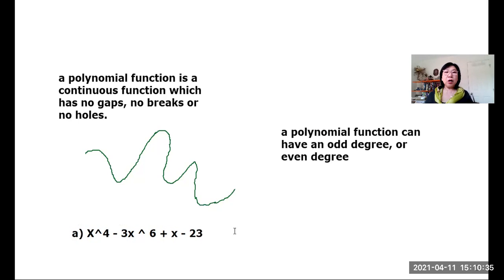Now, what is an odd function? For example, an odd degree function like x to the power 3 minus 5. So even though we don't have another x here, obviously, this is still a polynomial function. Okay, so now we get done with this idea.